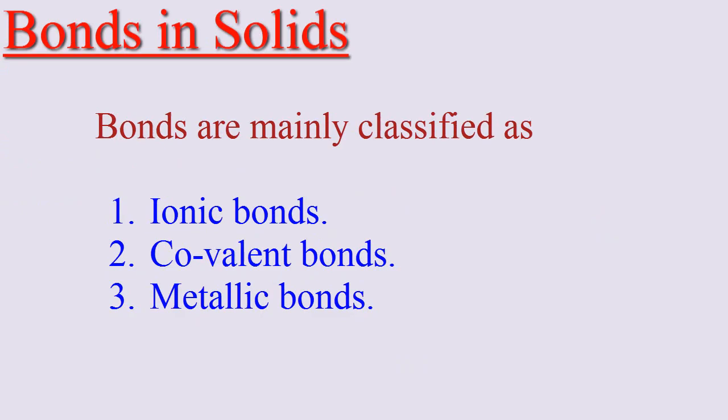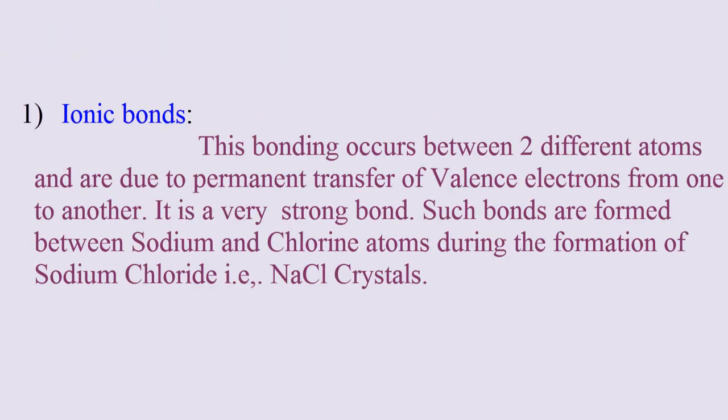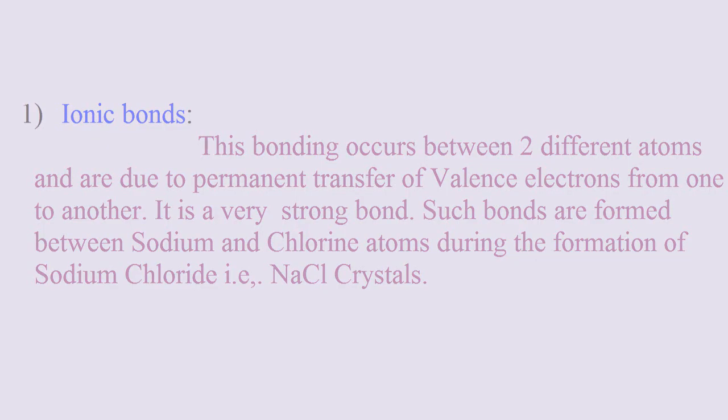Bonds in solids. Bonds are mainly classified as ionic bonds, covalent bonds, and metallic bonds. First, ionic bonds. This bonding occurs between two different atoms and is due to permanent transfer of valence electrons from one to another. It's a very strong bond. Such bonds are formed between sodium and chlorine atoms during the formation of sodium chloride, that is NaCl crystals.